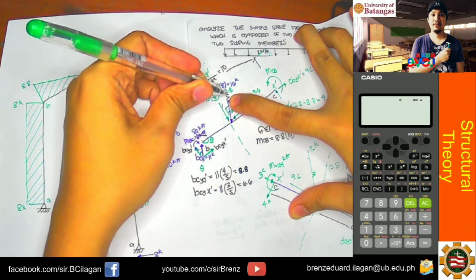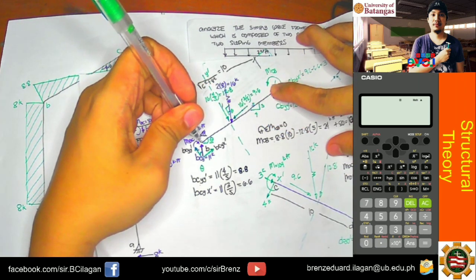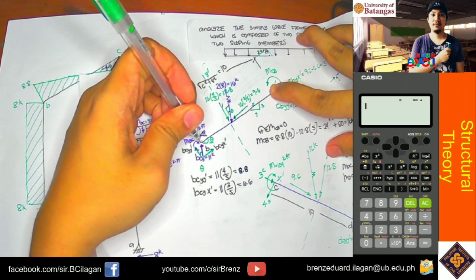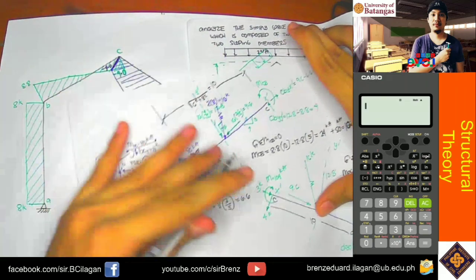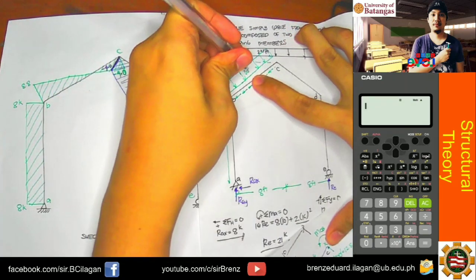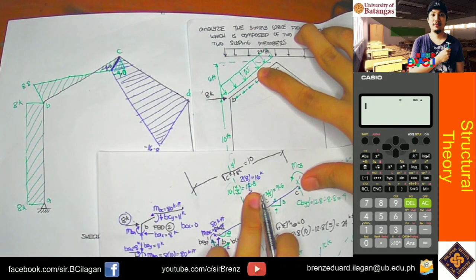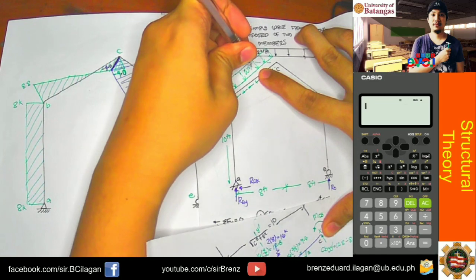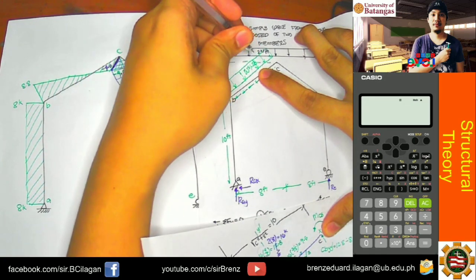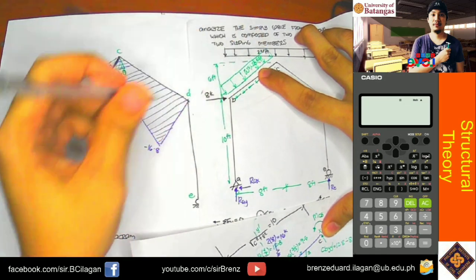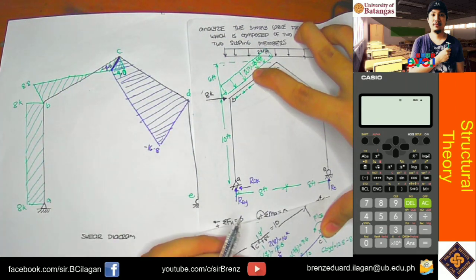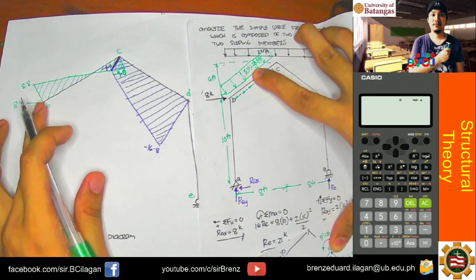So, upon getting the 12.8, i-divide mo lang siya nung span na to, which is equivalent to 10. Ano? So, the uniform load, itong uniform load na to, is equals lang saan? So, 12.8 divided by 10, or this is equivalent to 1.28 kips per feet. Okay? So, 1.28 kips per feet. So, tingnan natin kung yun nga yung value niya.